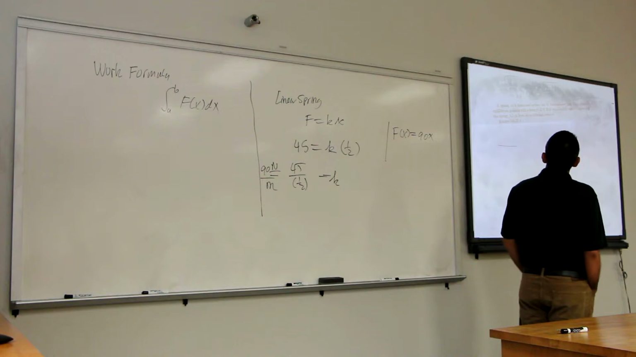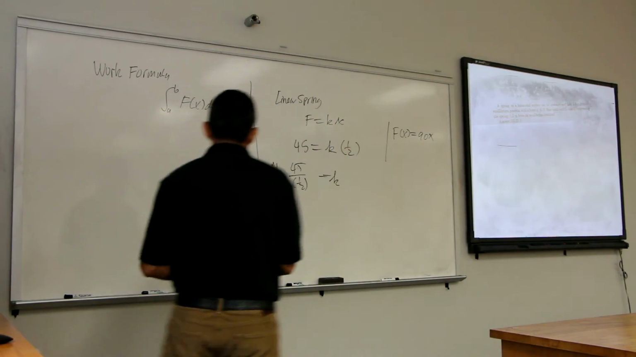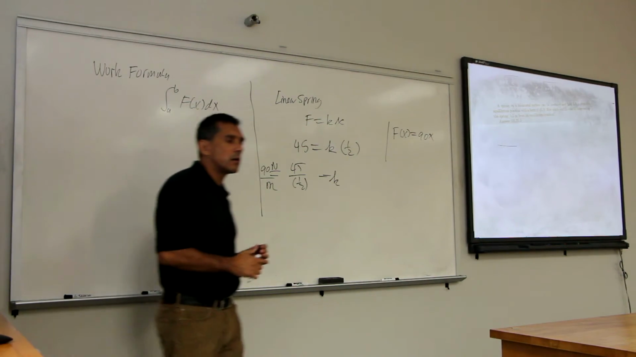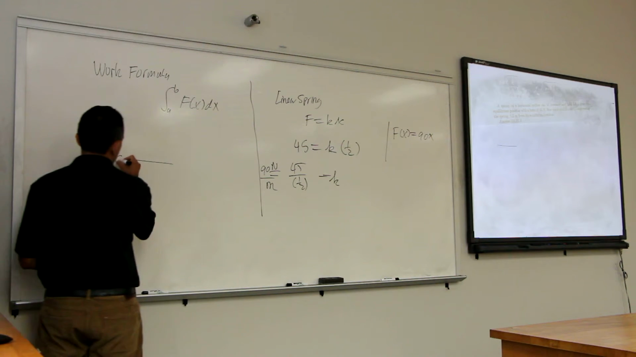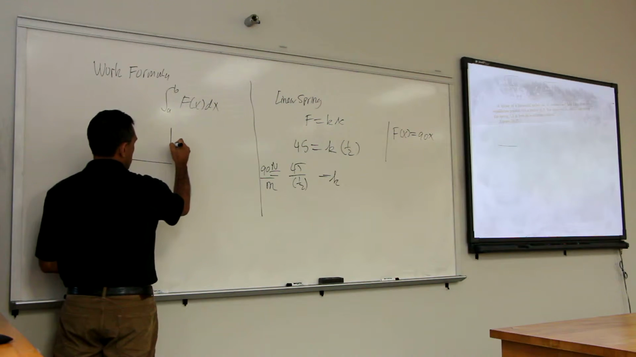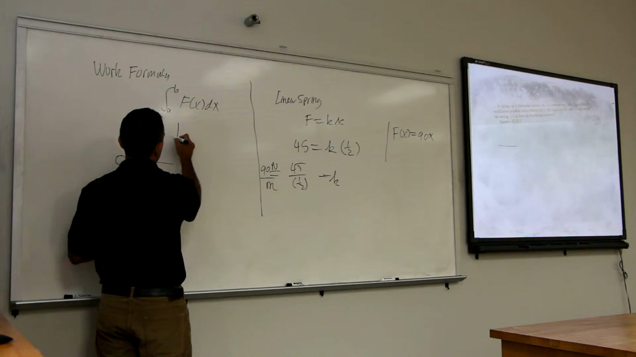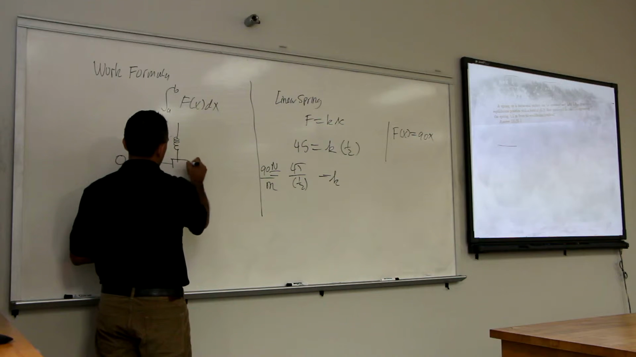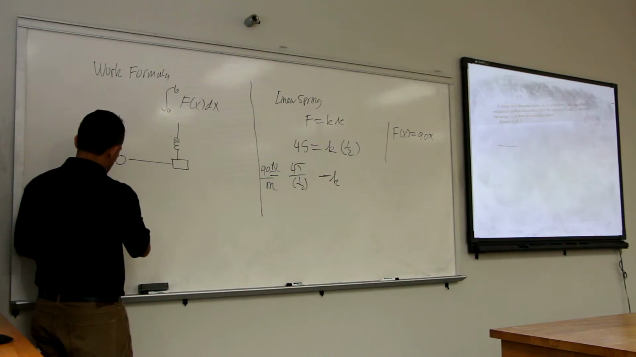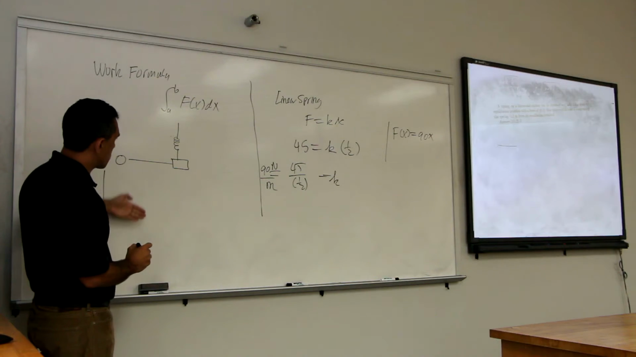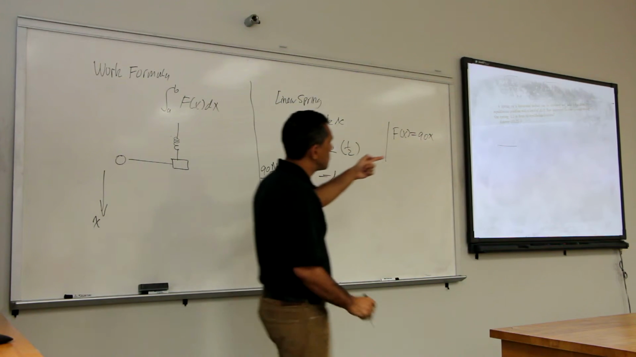How much work is done in compressing the spring 1.5 meters from its equilibrium position? Now you should always give yourself a reference. So you can say, this is 0. That's the equilibrium position. You can stretch it, so this would be positive x. And you can compress it, this would be negative x.